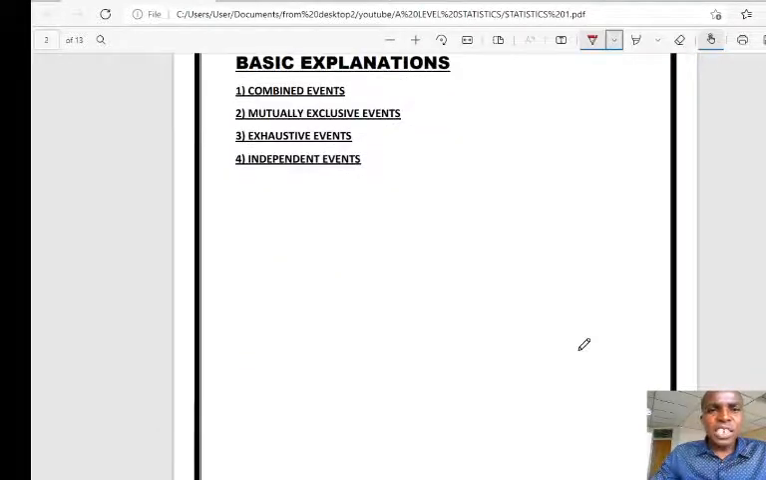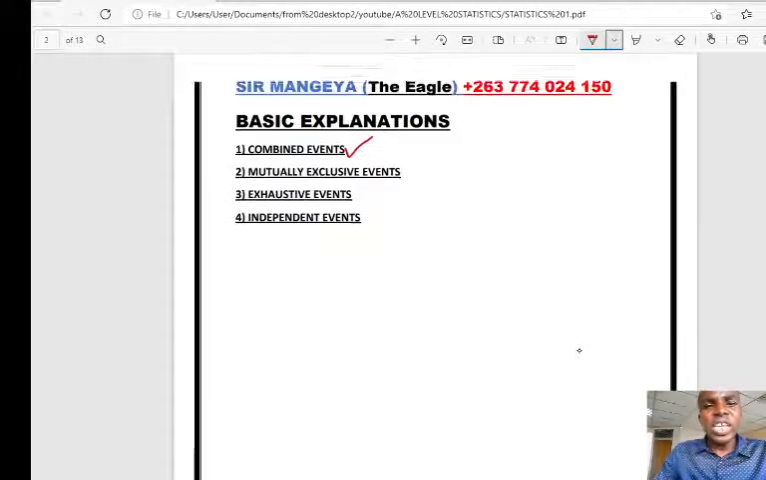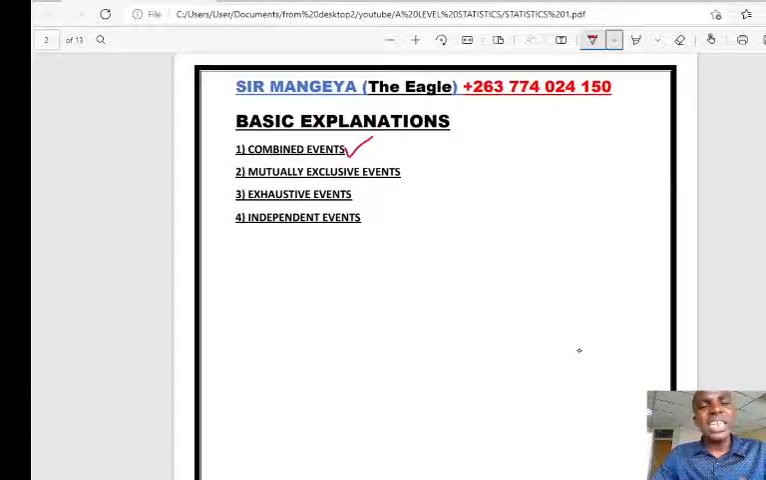Alright, so the first part is based on explanations. What are combined events, mutually exclusive events, exhaustive events, independent events? I start with combined events. What are these called combined events? Two events are said to be combined if they have something in common. These events can happen or occur at the same time.